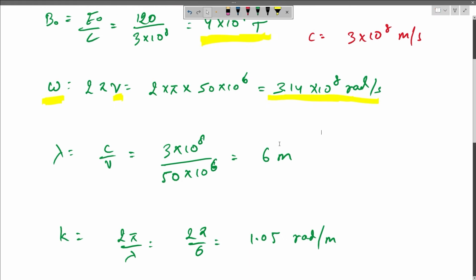For wavelength, we know that the formula is the speed of electromagnetic wave divided by the frequency. After substituting the values, we will get the value of 6 meters. So this is the wavelength. For wave number, we know that it is 2 pi by lambda, the wavelength. So after substituting the values, we will get a value of 1.05 radians per meter. So this is the wave number.